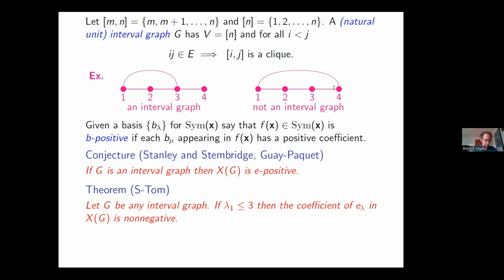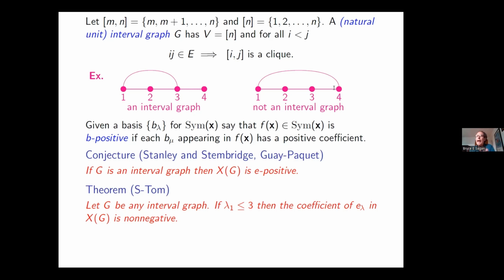Now, another point I want to make right now is that a lot of the work that's been done on this conjecture has been of the following form. Take some subset of the interval graphs and show that they're e-positive. So specify more the graph you're looking at, and then show that all of its coefficients are e-non-negative. Our method turns that on its head.